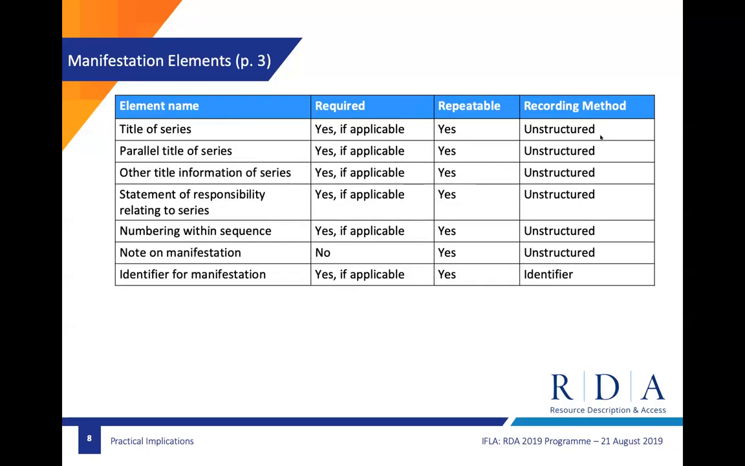For example, title of series and all those things related to series are not applicable because I managed to pick an example that doesn't have a series statement. You'll see that identifier for manifestation is the only recording method I'm using that's identifier and not structured or unstructured.